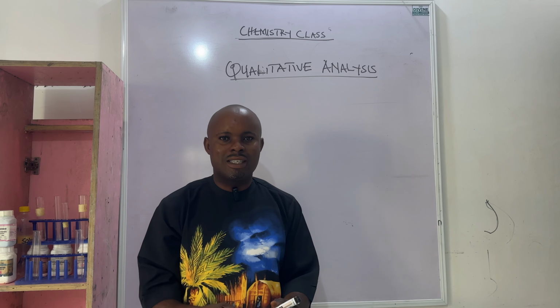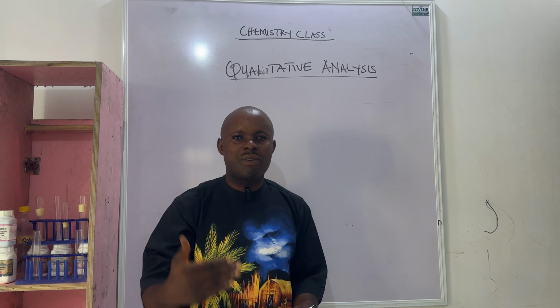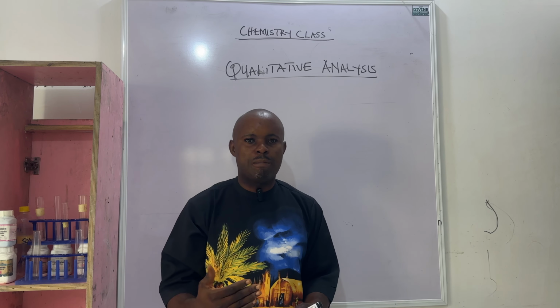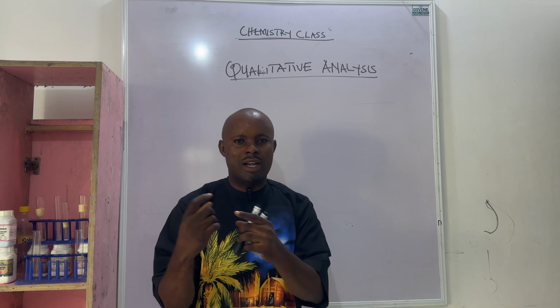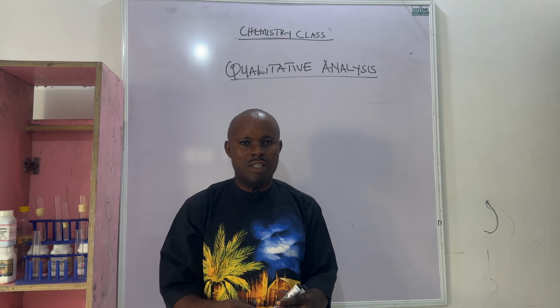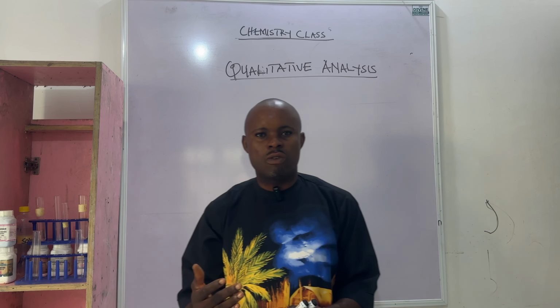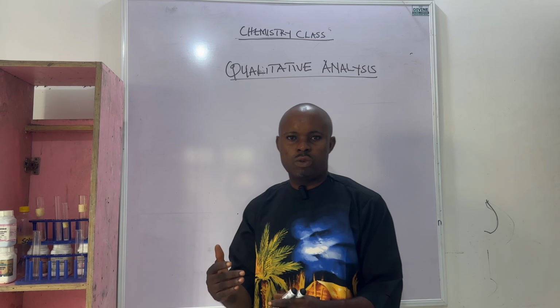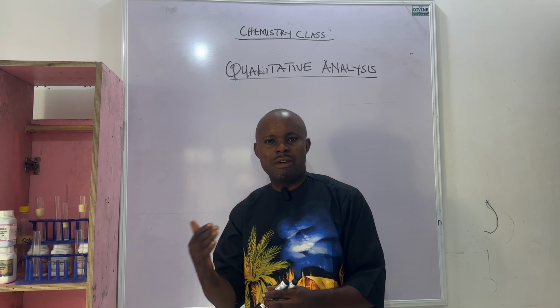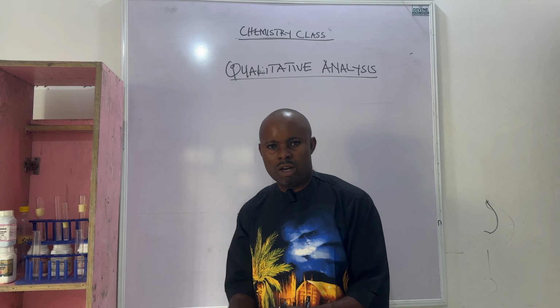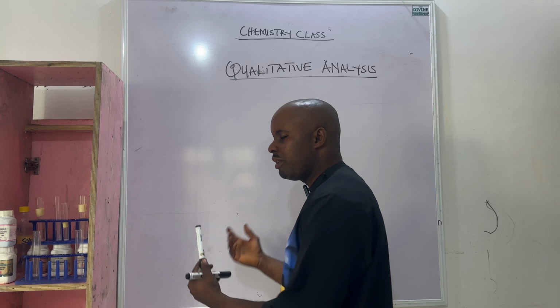Qualitative analysis is a systematic process of identifying an unknown compound. And this compound contains two parts. It contains the cation and the anions. In this aspect, we'll be talking about salt. We define salt as a compound that is formed when all or part of the hydrogen of an acid is being replaced by a metallic ion or ammonium ion. So in this aspect, we have different types of salt.